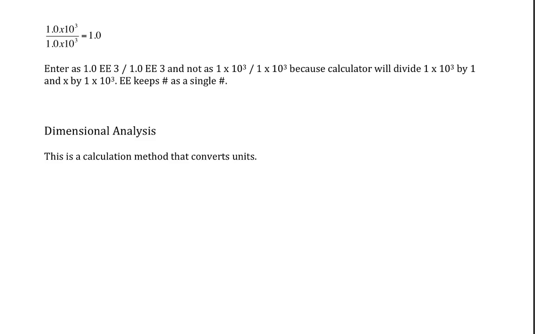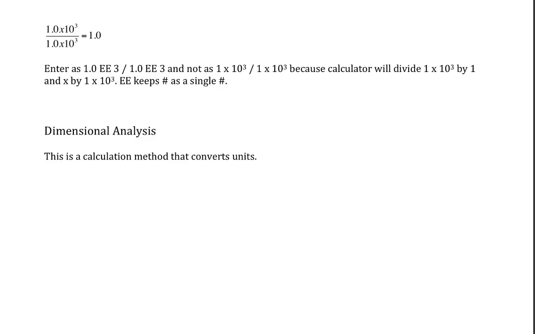Now, how do you enter that in your calculator? So you would type 1.0, hit the double E key, and then hit a 3. That is how you enter a number in scientific notation into your calculator. So 1.0 double E 3, hit the divide key, 1.0 double E 3, and then enter, and you should see 1.